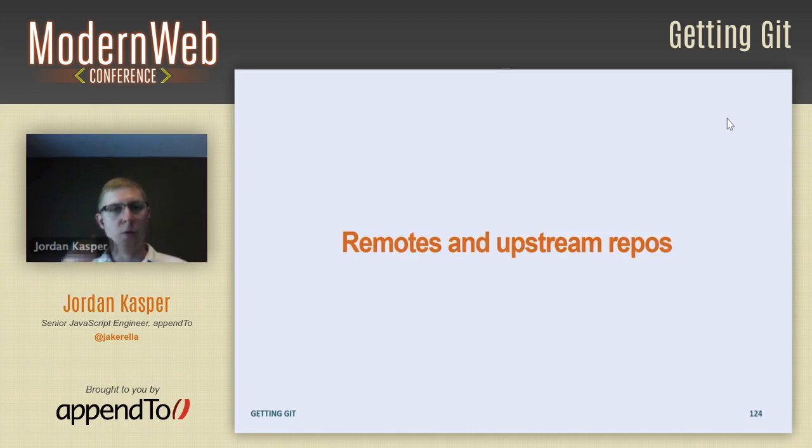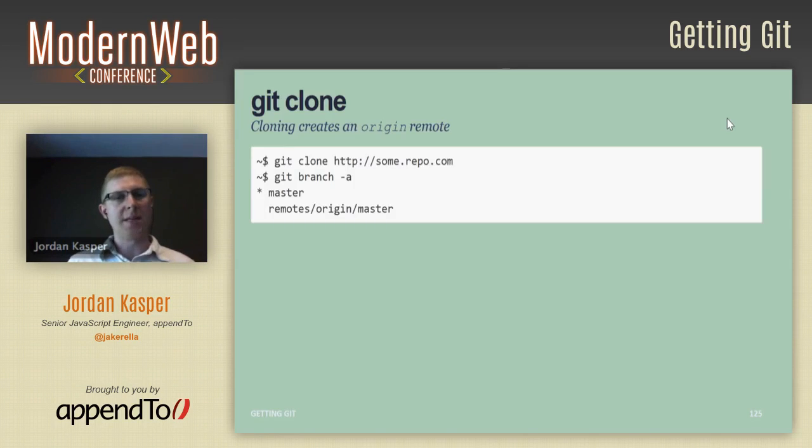So I have four minutes to cover remotes and upstreams. So I just want to talk about them real quick. When you do a clone, what you're basically doing is saying, hey, create me this repository and automatically create a remote called origin. Notice that when I do git branch -a, I've got master and remotes/origin/master. So the origin is the name of the remote.